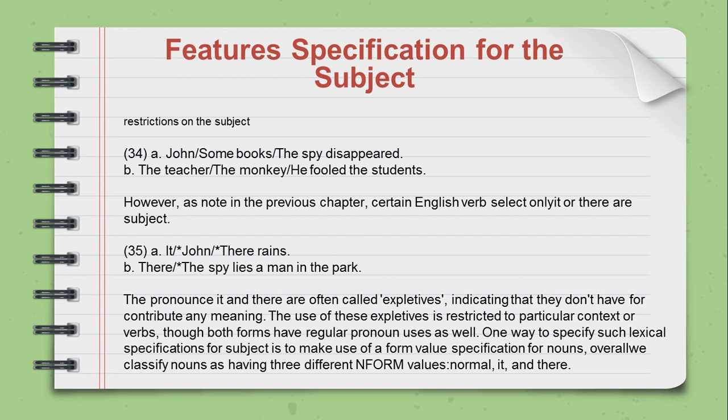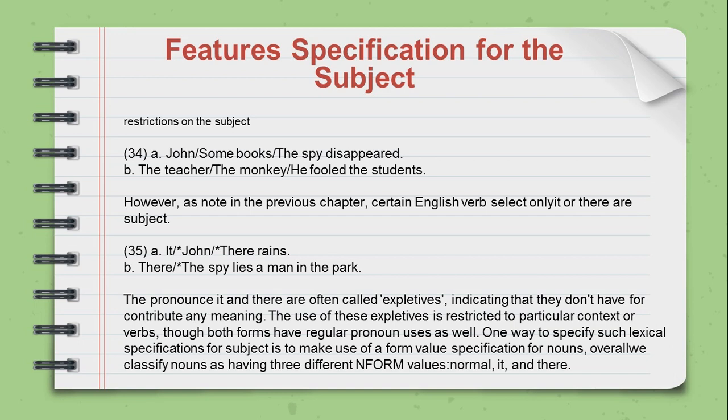However, as noted in the previous chapter, certain English verbs select only it or there as subject. 35. A. It rains. B. There lies a man in the park. The pronouns it and there are often called expletives, indicating that they do not have or contribute any meaning. The use of these expletives is restricted to particular contexts or verbs, though both forms have regular pronoun use as well.